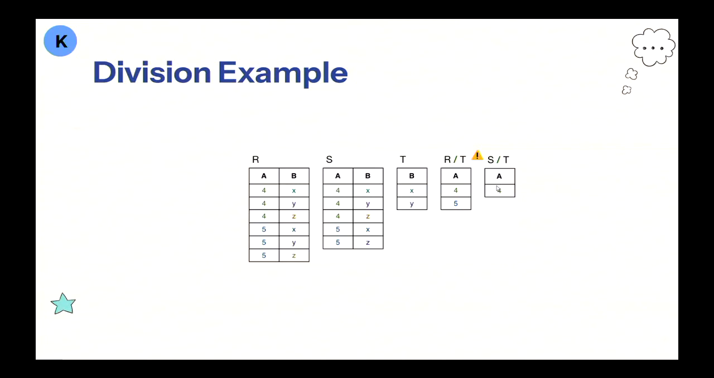So this is the definition of division. It is like how you do numeric division. The divisor here must have its entire appearance or occurrence in the divided value. That's how it works. And that's why there's a difference between R divided by T and S divided by T. So this is the concept of division.